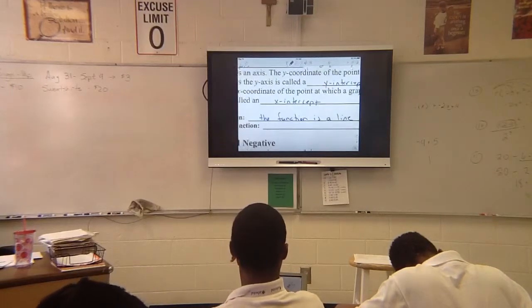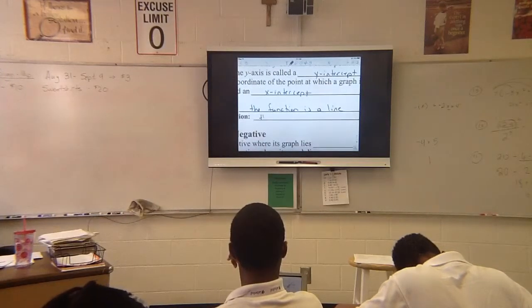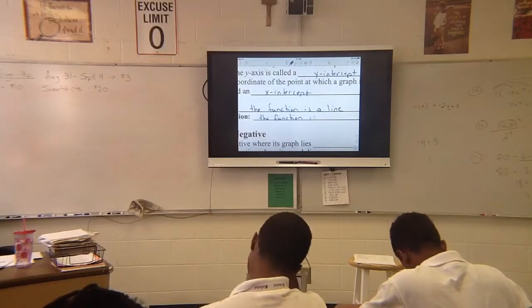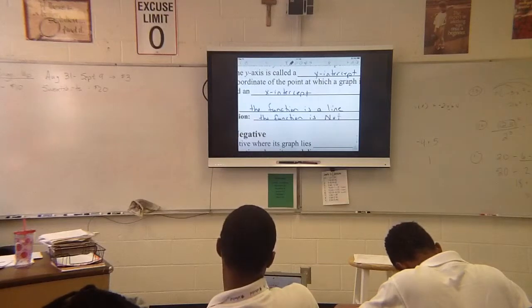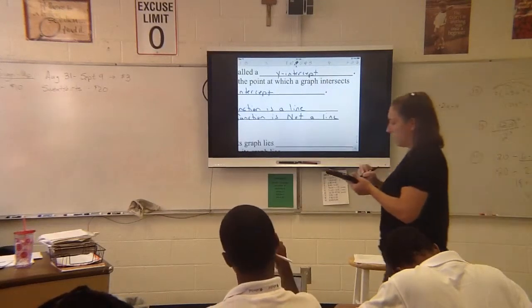So now, a nonlinear function would be what? The function is not a line. Yeah, the function is not a line. Very good. It is not a line.